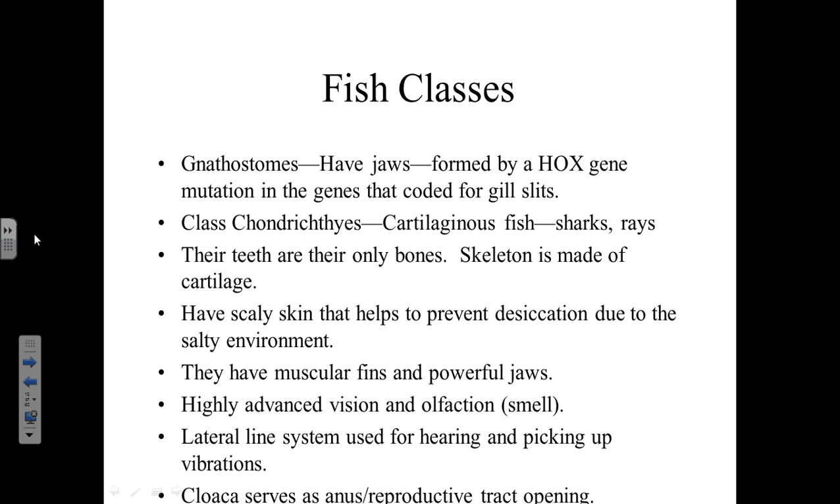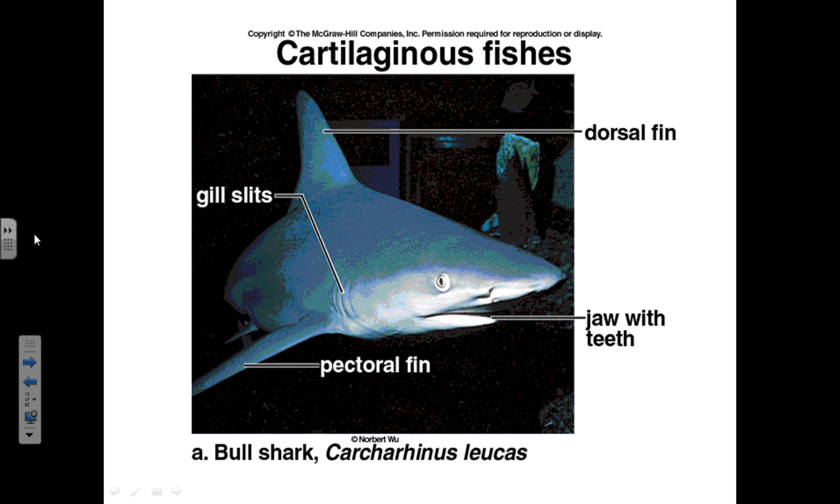This line down their sides for hearing is called the lateral line, and it's for picking up vibrations. And they have a cloaca, which is like the holding tube for waste from the digestive system, the urinary system, and also the reproductive system. All comes out the same place. There's a bull shark.